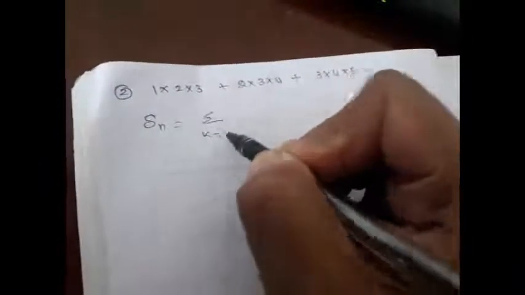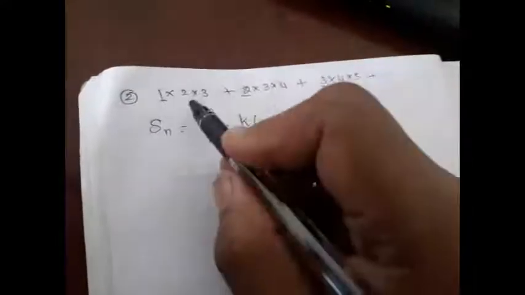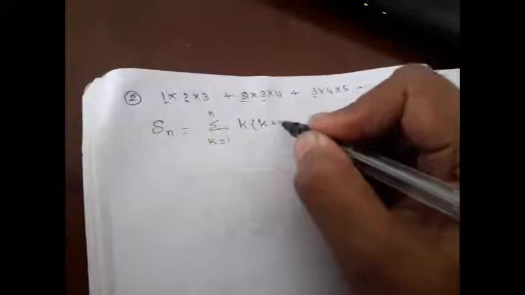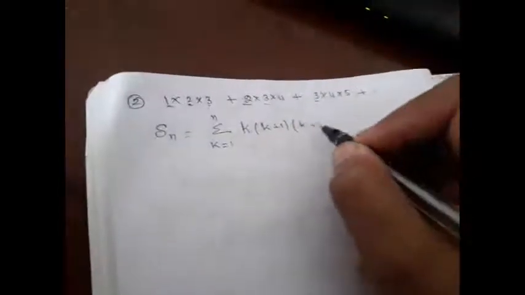Hope you understood. The same way, if you see the second question, the question is 1 into 2 into 3 plus 2 into 3 into 4 plus 3 into 4 into 5 plus etc. So you can easily write: Sn is equal to summation k equals 1 to n. First term is 1, 2, 3, likewise it goes on. So k into, second term is 2, 3, 4, so it is k plus 1. Third term is 3, 4, 5, so it is k plus 2.